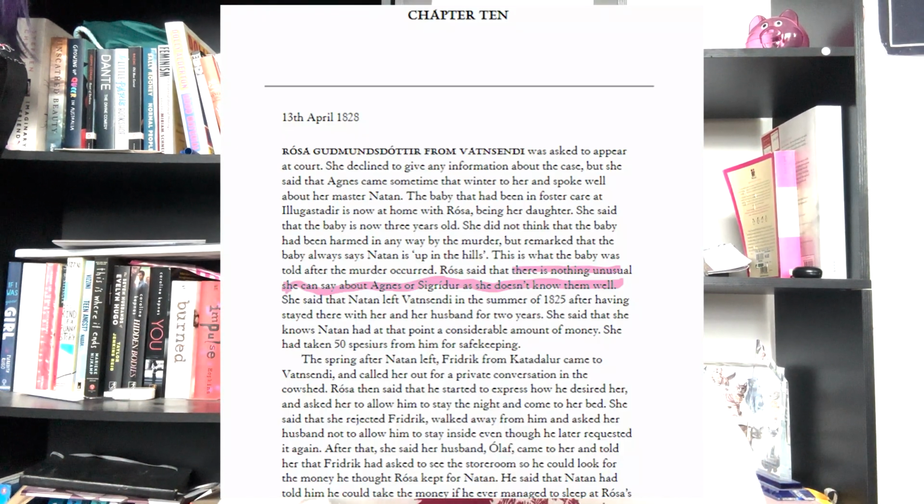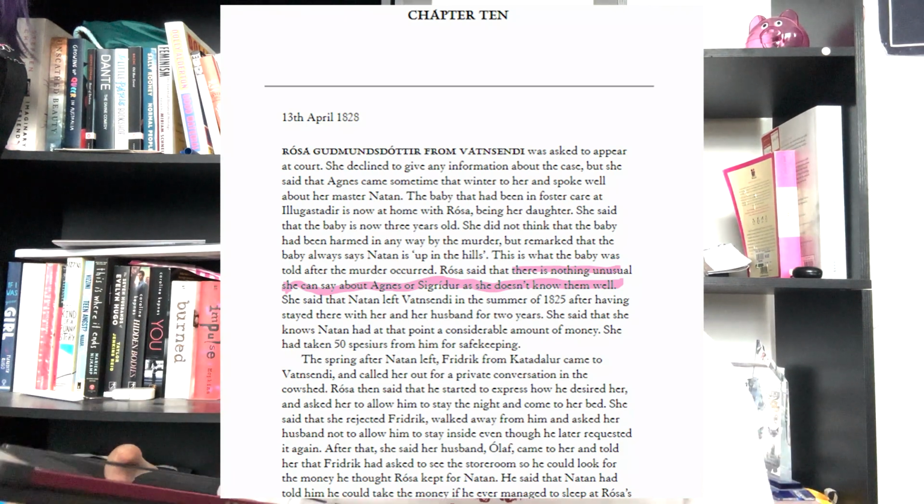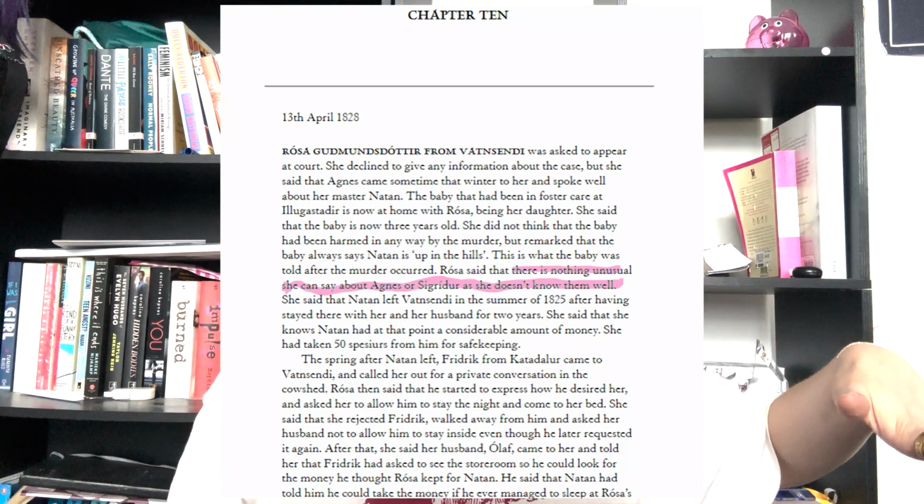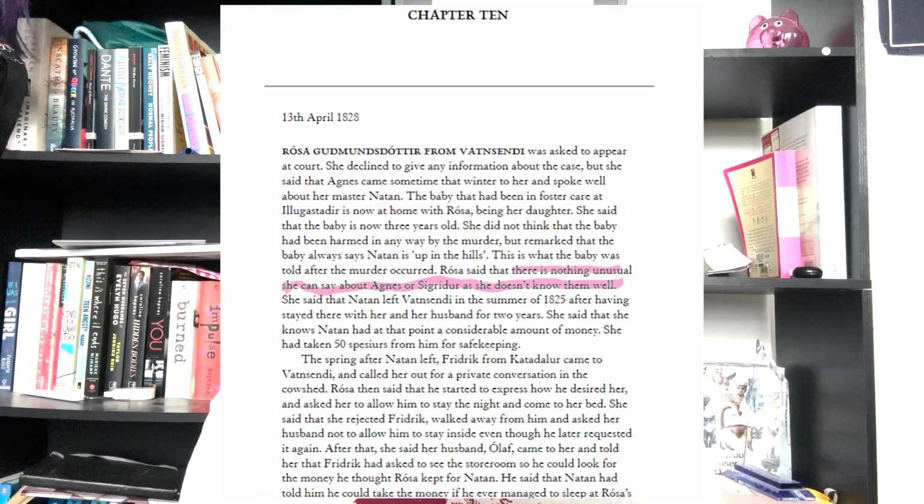And it's really important because it talks a little bit about Rosa, and we get pretty much everything we know about Rosa from these historical documents, but this one in particular is really interesting. So it says, "Rosa was asked to appear at court. She declined to give any information about the case, but she said that Agnes came sometime that winter to her and spoke well about her master Nathan."